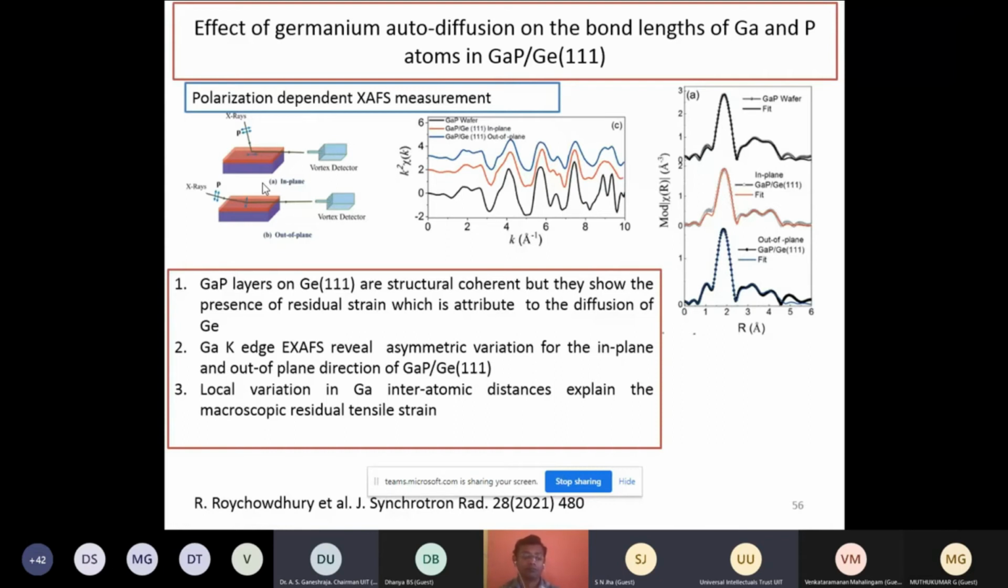So we have chosen geometry so that in one case the electric vector is parallel, and in one case is perpendicular to the sample surface. And by these studies, that is called in-plane and out-of-plane EXAFS study, we have shown that there is an asymmetric variation for the in-plane and out-of-plane direction of this thin film, and therefore this is a local variation which is not visible in the XRD pattern clearly.